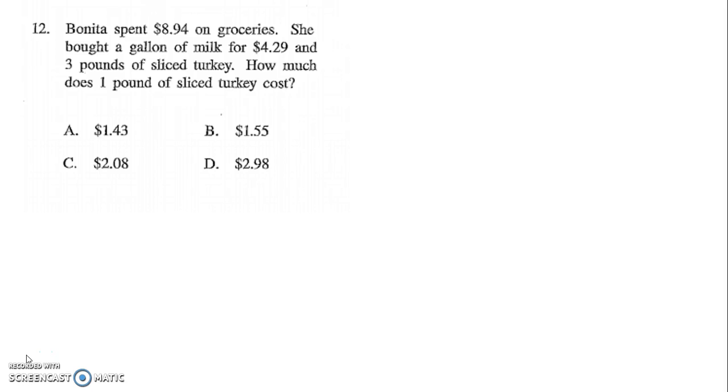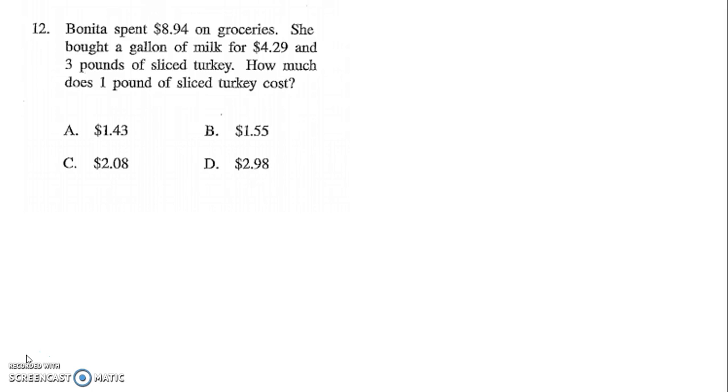I'm going to hop around a little bit, and I'll probably break this up into a few videos, so you're going to have to watch maybe a second or third video to support you on this. But here's number 12 on CR23. It says Bonita spent $8.94 on groceries. She bought a gallon of milk for $4.29 and 3 pounds of sliced turkey. How much does 1 pound of turkey cost?